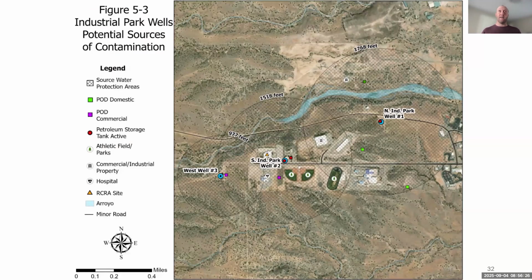Thinking about these wells, here are three wells that the city is using for their drinking water. Depending on the production and how deep these wells are, you want to protect to a certain distance away from them. And so you can map out what all of these threats are. These are points of diversion, so these are probably wells that could be a contaminant source. And then there are these petroleum tanks. You want to make sure that these are not leaking and not contaminating our source.